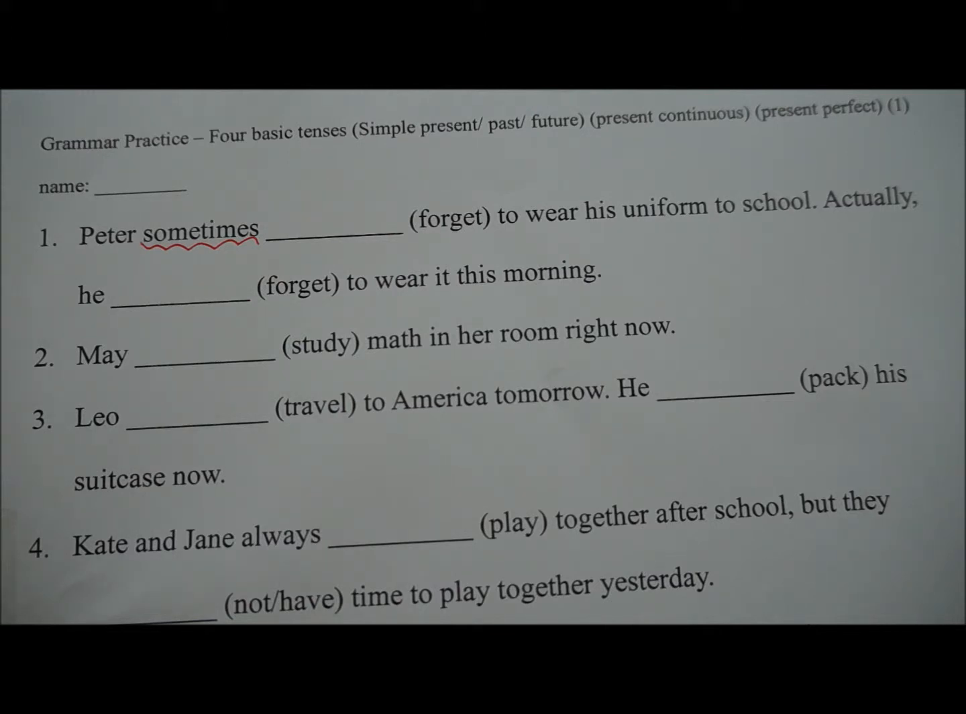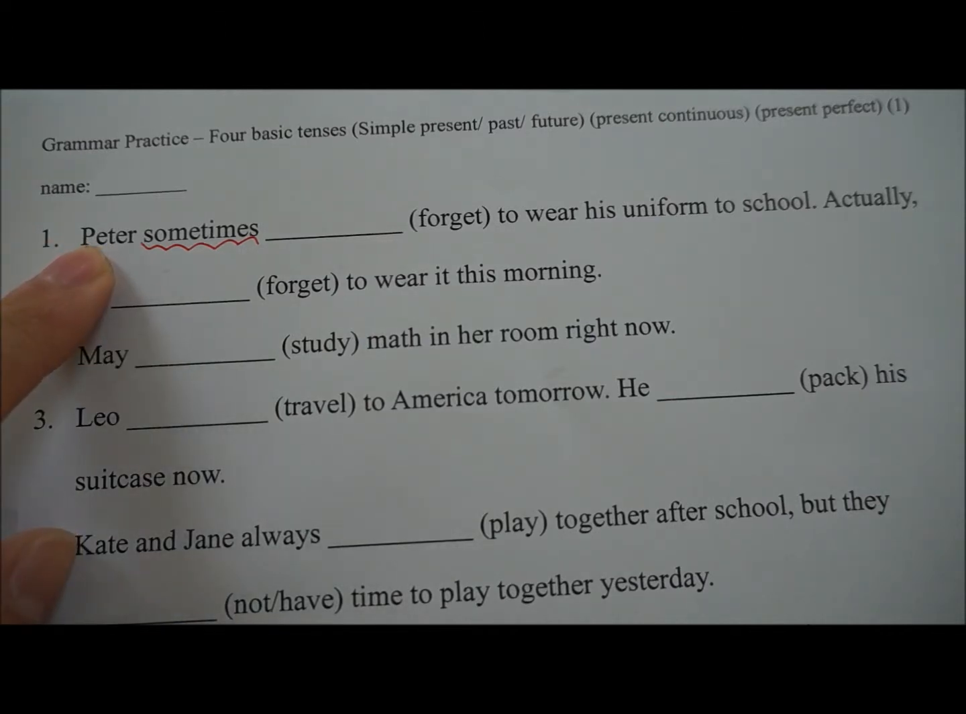When we do questions like this, the first thing we do is to locate the time marker. The time marker of the first half of the question is here, sometimes. When we see sometimes, we know that it is something that happens regularly. Something that happens regularly should be written in the present simple tense.